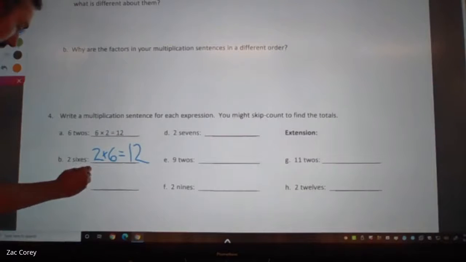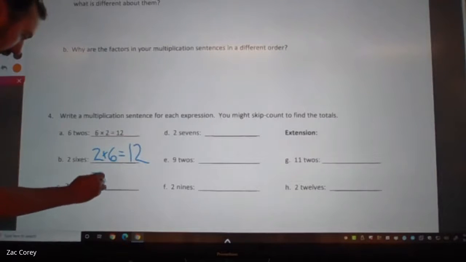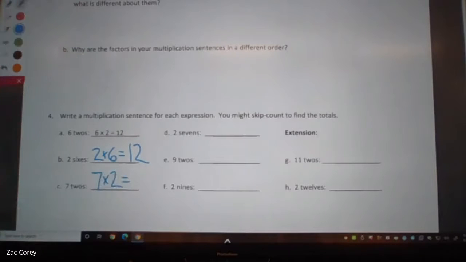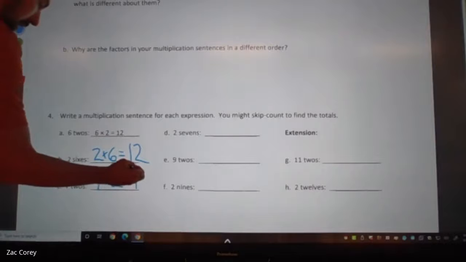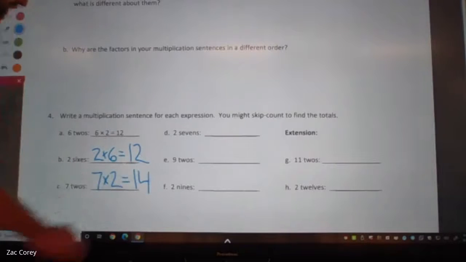All right, next one, 7 2's. So 7 2's means we are going to go 7 times 2. Because 7 2's means we have 2 7 times. So we're counting by 2's 7 times. We would go 2, 4, 6, 8, 10, 12, 14. So I just counted by 2's 7 times.